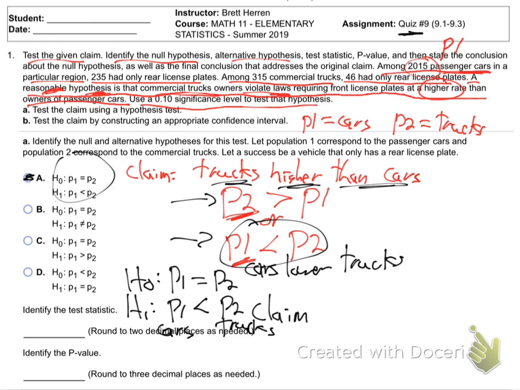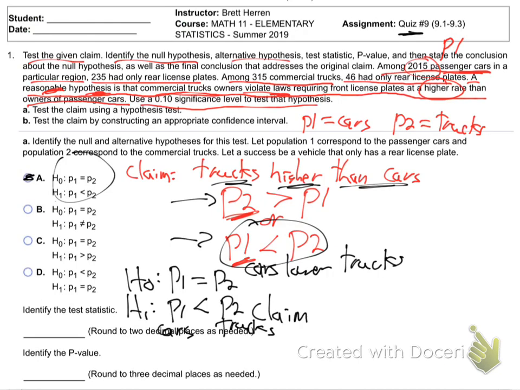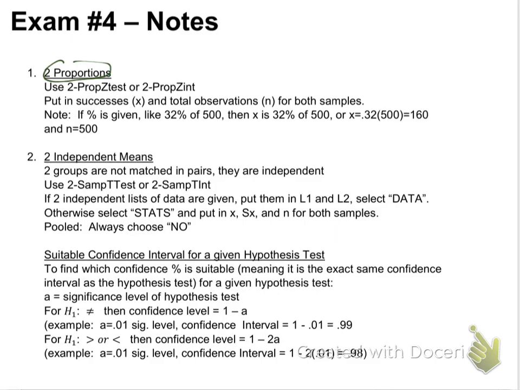Identify the test statistic. So we go to our calculator. Let's go look at the exam 4 notes. So here are the exam 4 notes that I gave you. We're doing 2 proportions. That's what we're talking about here, right? These are 2 percentages, aren't they? Which is a higher percentage? Does a higher percentage of trucks violate the law than cars? Proportions, in other words. So we're going to use the 2 proportion Z test because we're doing a hypothesis test.